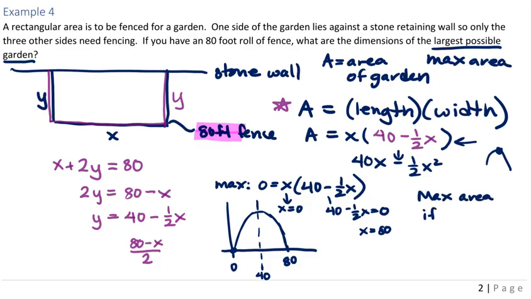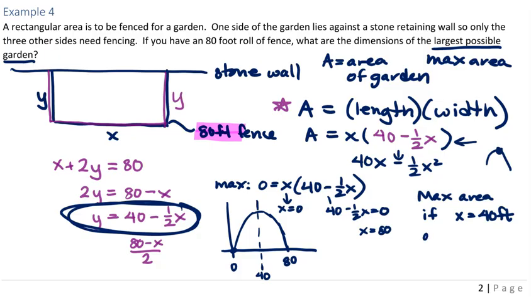area if x is 40 feet, and then we can refer back over here and say we need the other dimension as well. The question was, what are the dimensions? So y is going to be 40 minus half of 40. Plug your x value in. And y is 40 minus 1/2 of 40. So 40 minus 20 is 20. Y equals 20 feet. So if we choose a length of 40 feet and a width of 20 feet, we will have the maximum possible area for this rectangle.